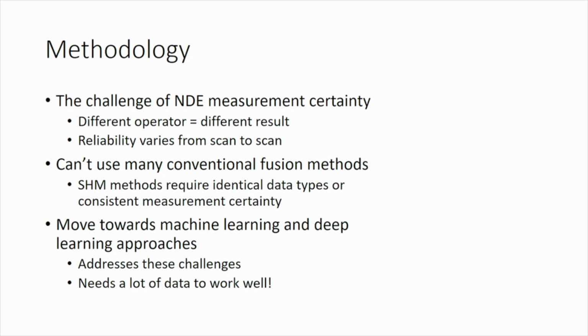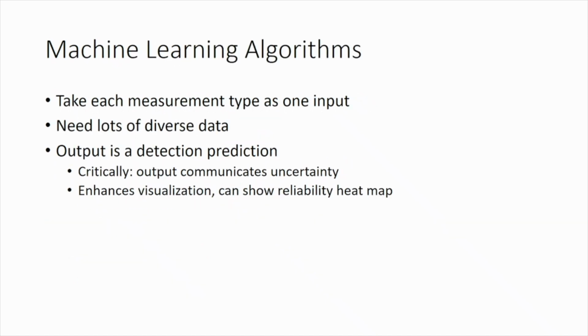So we move towards using machine learning and deep learning approaches to address these challenges, but they need a lot of data to work well. Basically, with machine learning algorithms, we take the measurements of each input, and when we have a lot of that data, we can train a computer algorithm for future predictions. So when it is introduced with new data, it wouldn't need a human expert's opinion and can make decisions on its own.